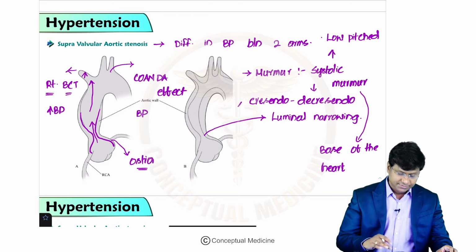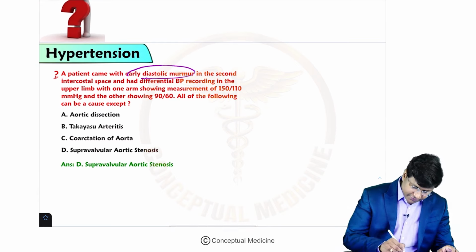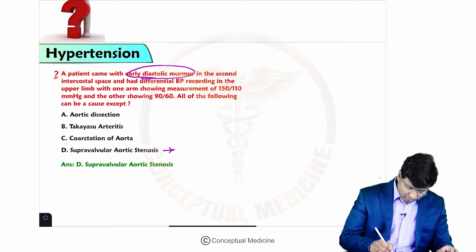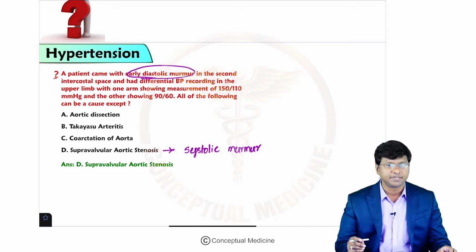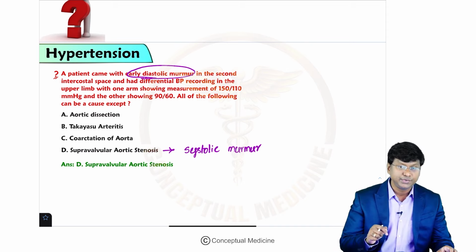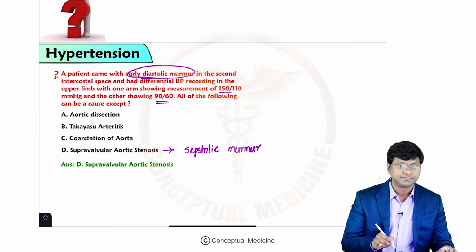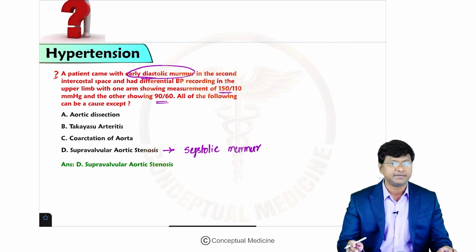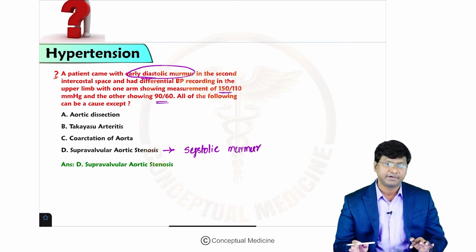Now, in the clinical scenario which has been given to us, what is described here? The individual has the presence of an early diastolic murmur, but in supravalvular aortic stenosis, what you have is the presence of a systolic murmur. And you need to understand that there is a difference in the blood pressure between the two arms even in supravalvular aortic stenosis. So that is about the clinical scenario of supravalvular aortic stenosis.